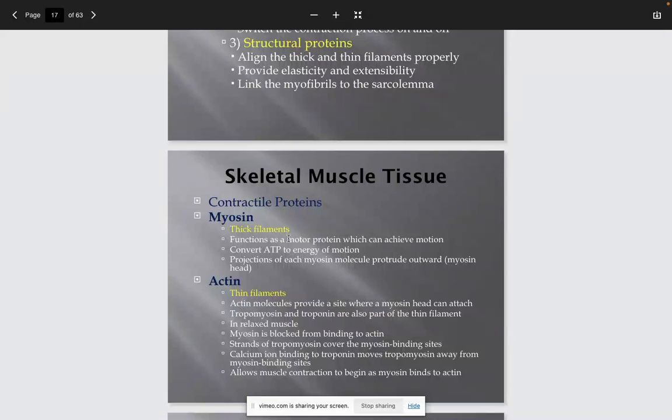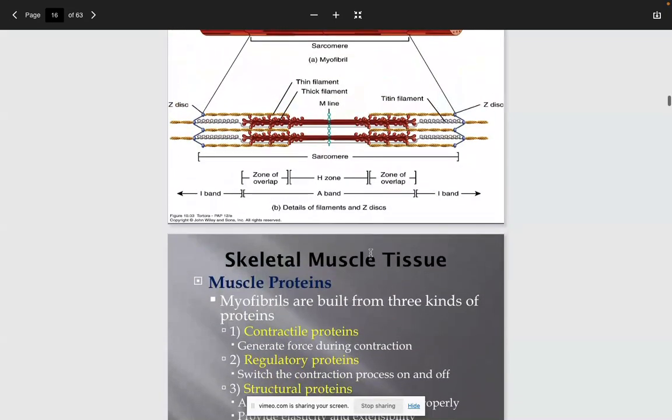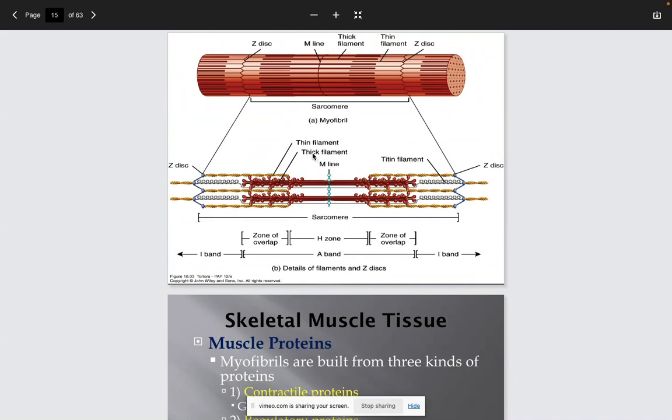So myosin's function, it functions as a motor protein which can achieve motion. It converts ATP to energy of motion. Again, I told you that in order for contraction to occur, we're going to have the sliding of these filaments across each other, myosin and actin. Myosin's a thick filament and actin's the thin filament. And whenever we discussed these different areas here, we were talking about actin and myosin, these contractile proteins. So actin is only present within the I band, and within the H zone, the only thing present is myosin. It's through this overlap of myosin and actin that we have muscular contraction.